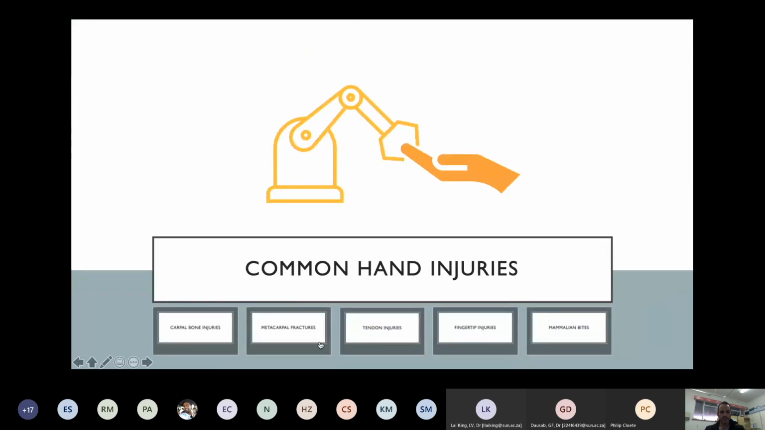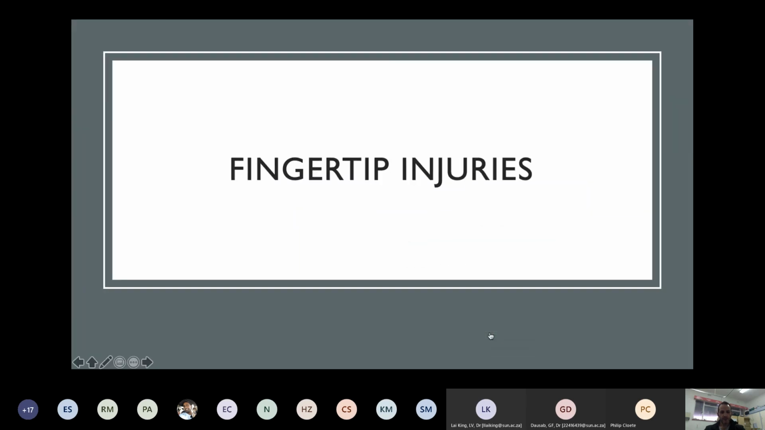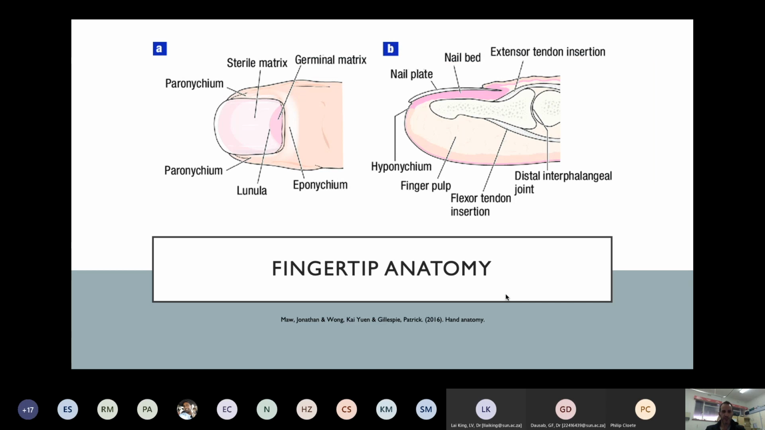All right. I'm not going to talk about metacarpal fractures for the sake of time. I want to talk about fingertip injuries and mammalian bites. So in terms of fingertip injuries, I've included this because it's quite a common presentation that we see. A lot of our manual laborers and workers might present to the emergency center with fingertip injuries. And it's important to know how to manage them properly, because there are different injuries that can present.